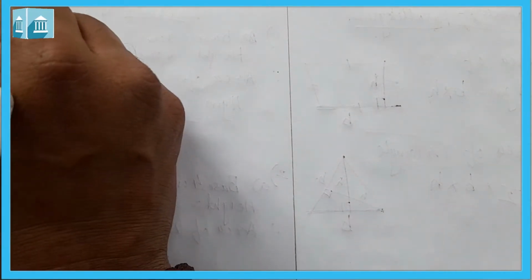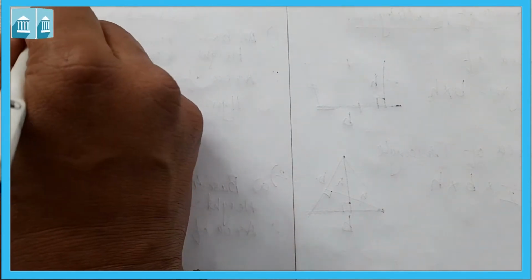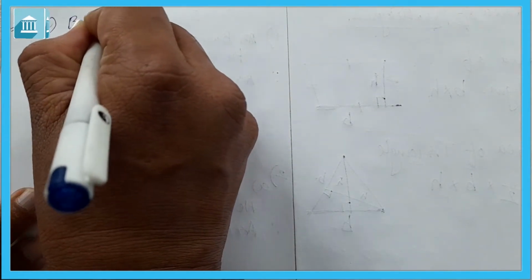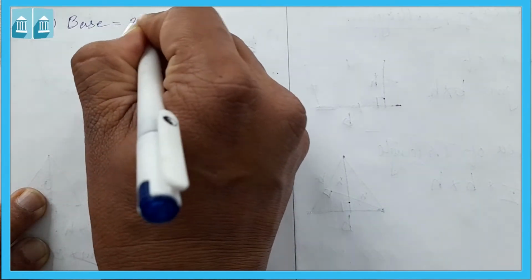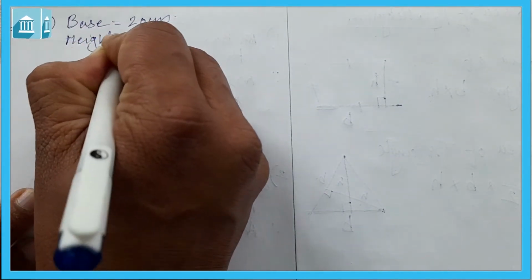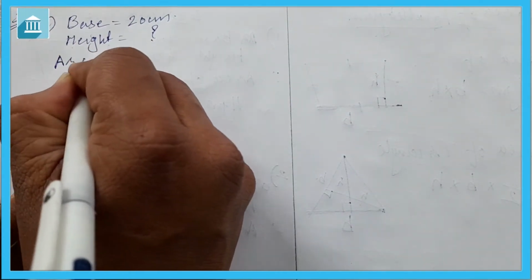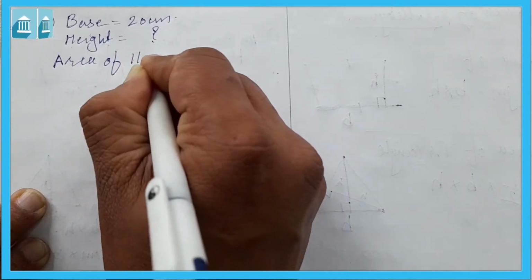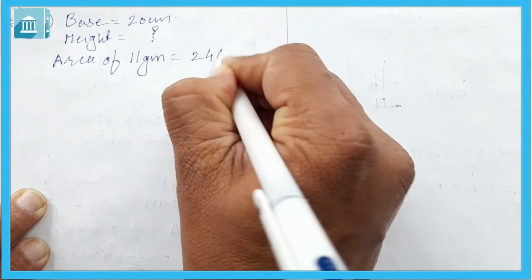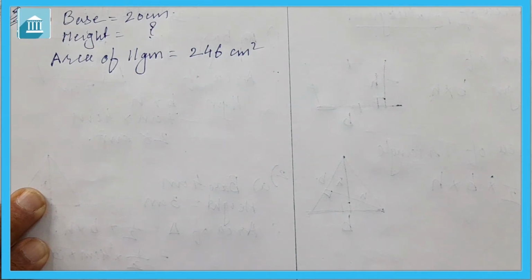Now let us see question number 3. In question number 3 it is given: find the missing value. Here in first part A, a table is given. In the table it is given that base is equal to 20 centimeter. Height is not given, height we have to find out, question mark there. And area of parallelogram is given, 246 centimeter square.